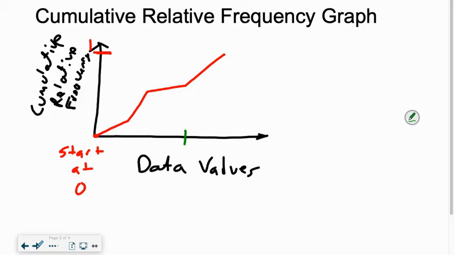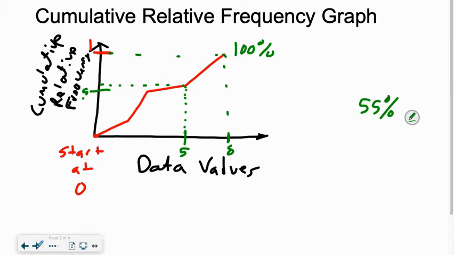So let's say this is maybe a 5. If we go straight up and then straight over, the percentile for the value of 5 would be just over 50%, maybe like 55% would be the percentile for that data point. If this value was an 8, going all the way up and all the way over, 100% of the data fall below that. So cumulative relative frequency graphs will tell you percentiles using that method.